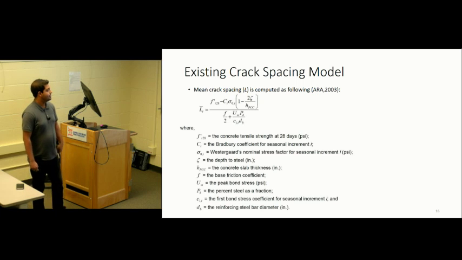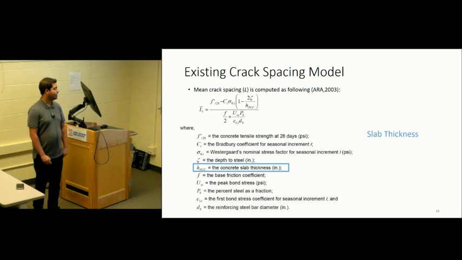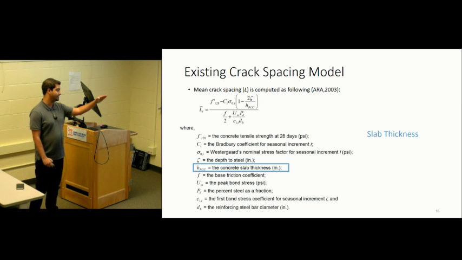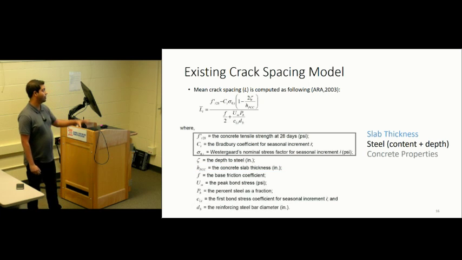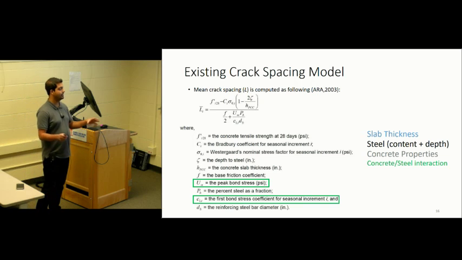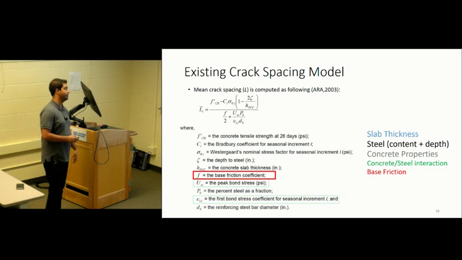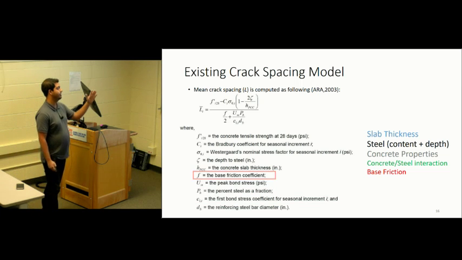So this is the existing model of crack spacing. It depends on the interaction of various factors: slab thickness, the steel content and the depth of the steel, the concrete properties, the steel and concrete interaction, how they interact with each other, and the base friction, how the base provides friction. All of these factors affect the crack spacing.